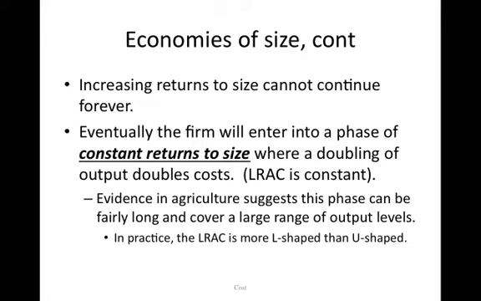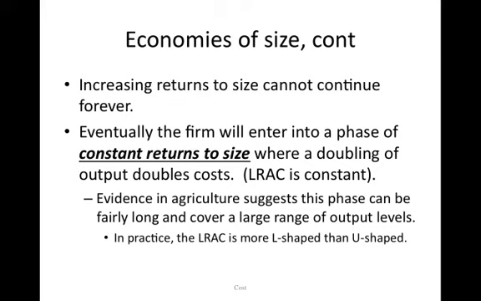And eventually the firm will enter into what's called constant returns to size. Here, a doubling of output doubles the cost. Now, one of the consequences of that is that long-run average cost is constant. That is to say, you hit a flat spot on the long-run average cost curve. There is a lot of evidence, heaps of evidence in fact, to suggest that this happens in agriculture, and that the region of production where you have constant returns to size is fairly wide and covers a long range of outputs.